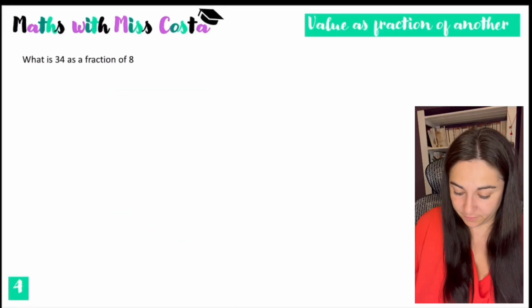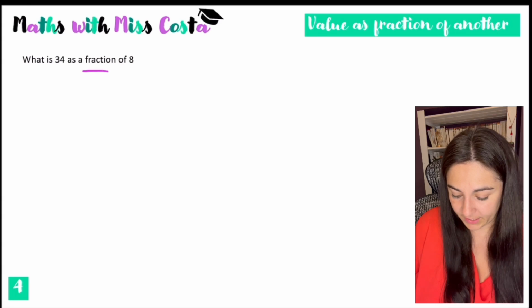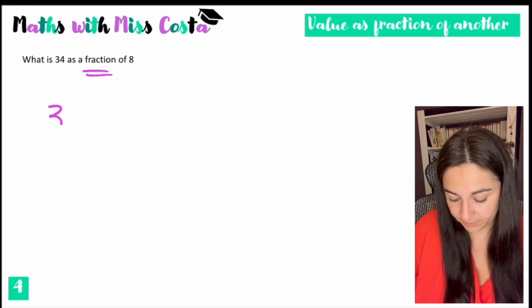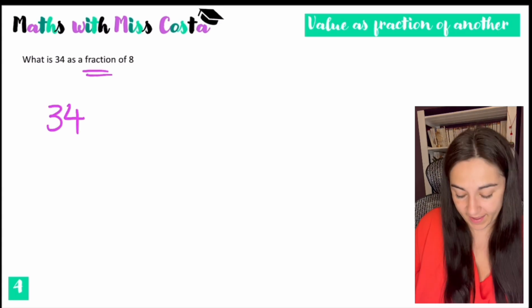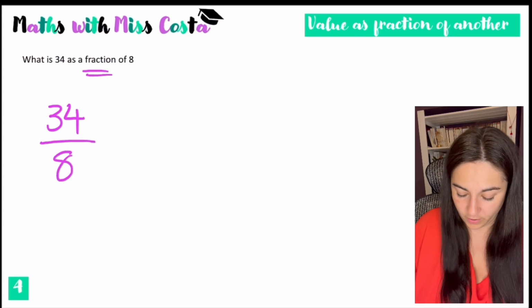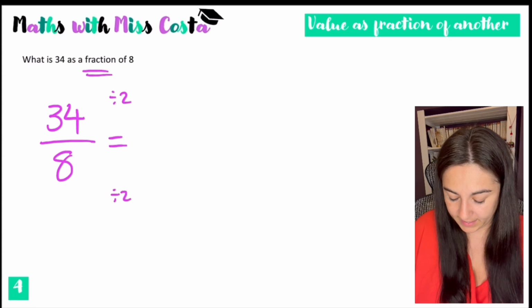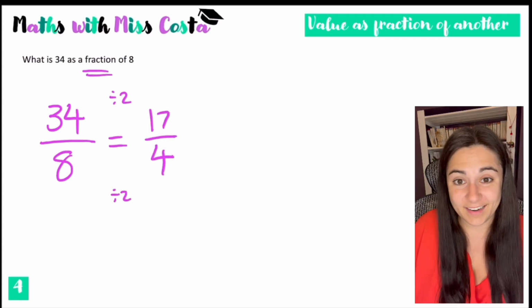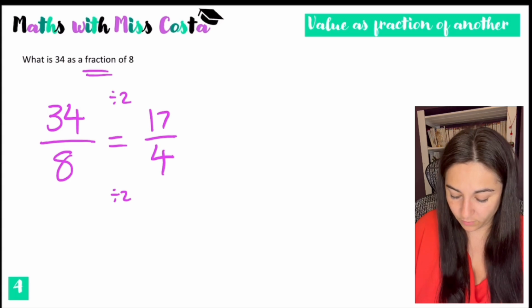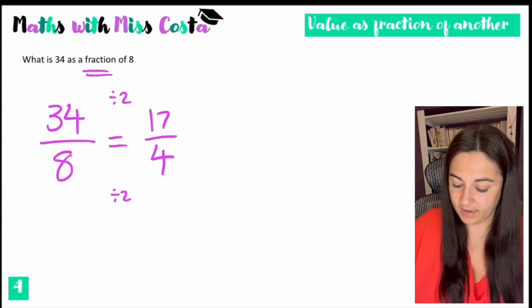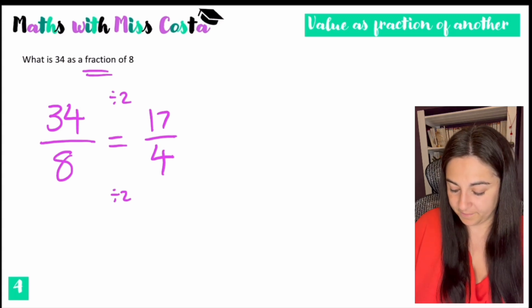Value as a fraction of something else. So over here I want to write 34 as a fraction of 8. So I'm going to write that as 34 over 8. Now what I want to do is simplify that. So let's start by dividing both sides by 2. So that would give me 17 over 4. And that's it. That's all I have to do. 17 over 4. I can't simplify that any further. And that's that.